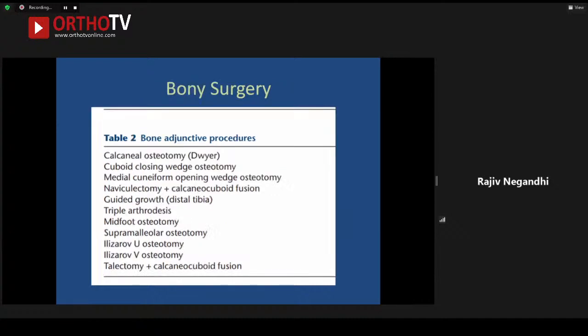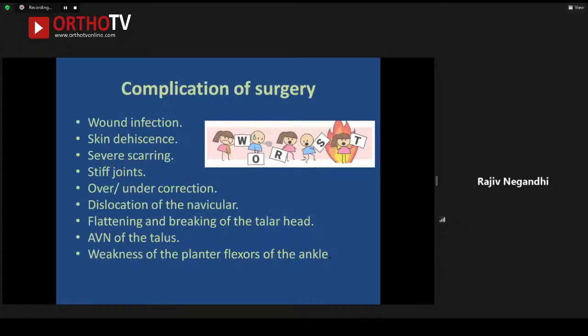So also there are so many bony surgeries like calcaneum osteotomy, triple arthrodesis, with or without Ilizarov, supramalleolar osteotomies. All these surgeries have some complications. As we have already discussed over the last 1 hour, it is better that we treat all these clubfoot with the Ponseti method of treatment. But some of these kids who require surgery have a lot of complications as they grow ahead.